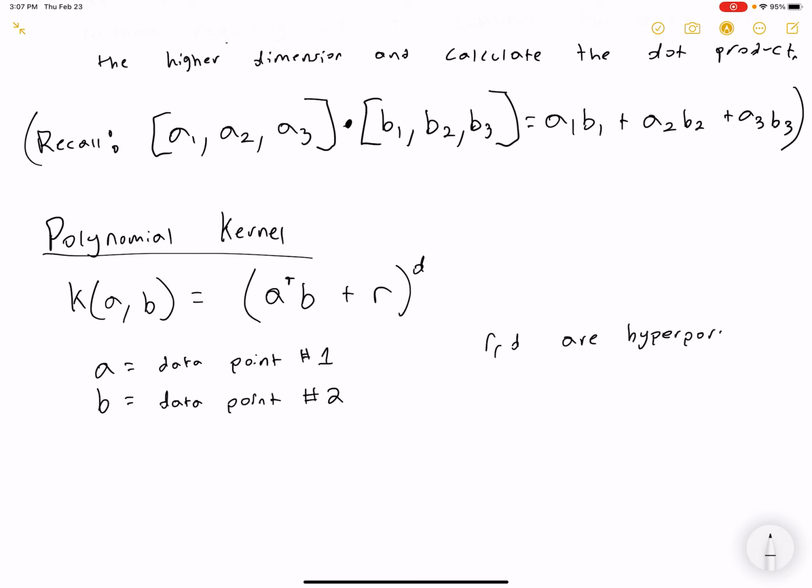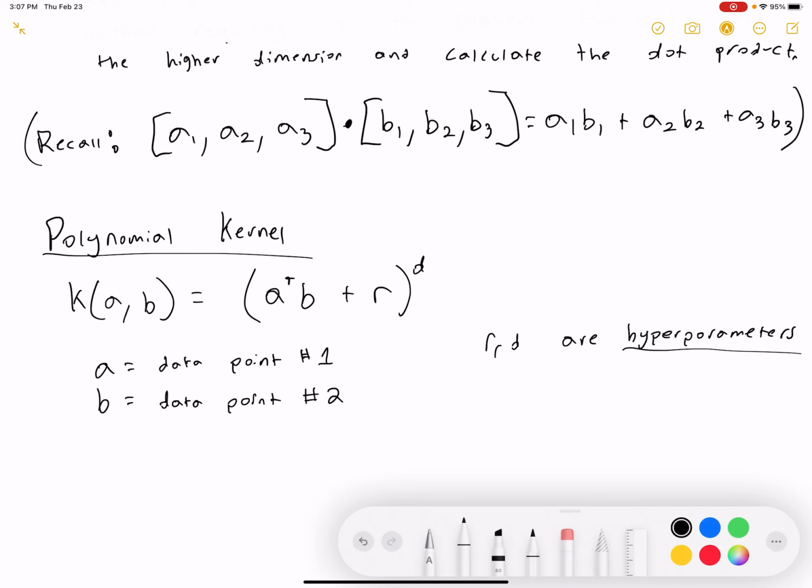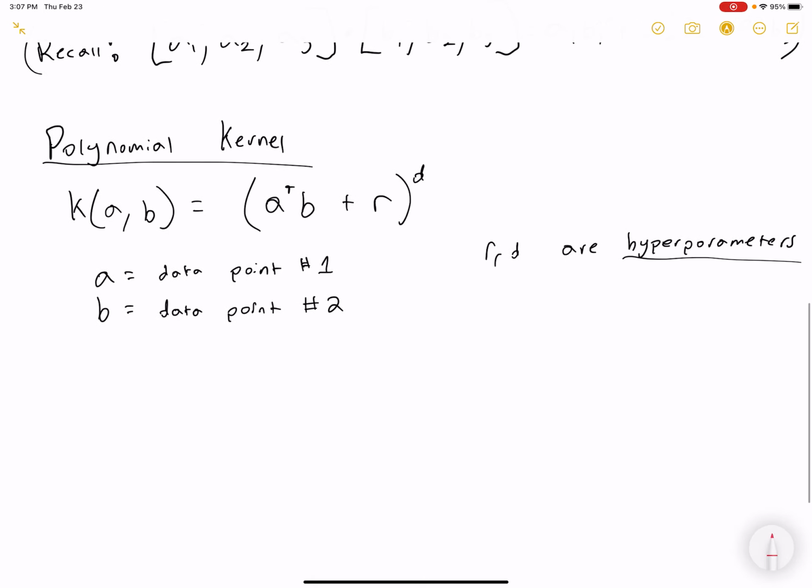So if you're using the polynomial kernel, you'll set r and d. D happens to tell us the dimension that we're going into. So D stands for two things. It stands for the degree of the polynomial. It also stands for the dimension of the space that we're converting our data into.